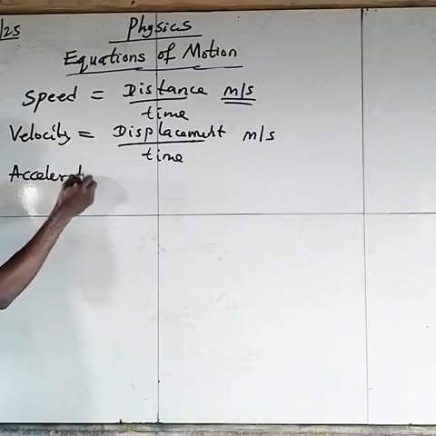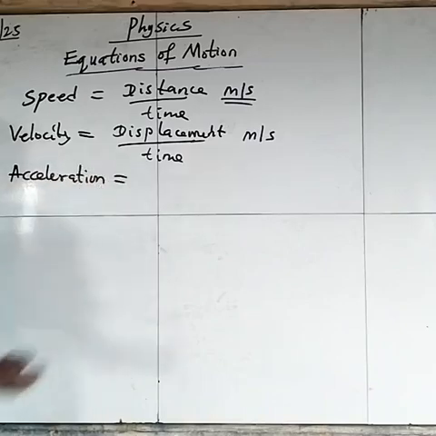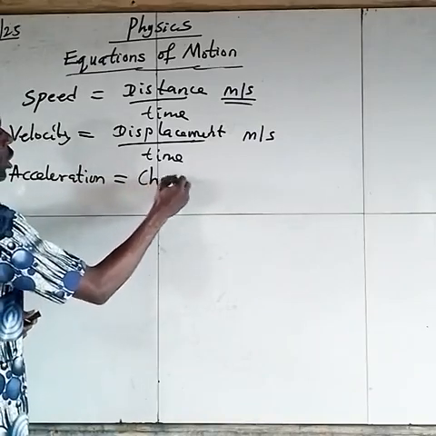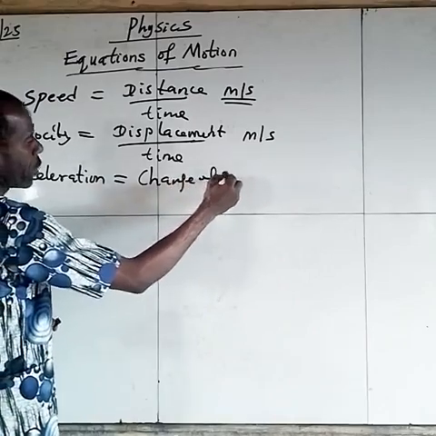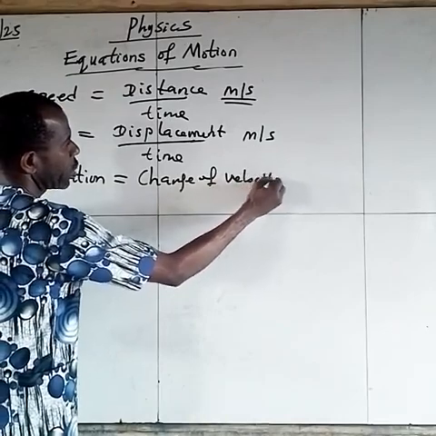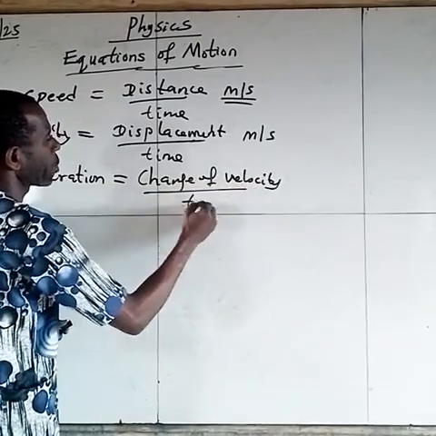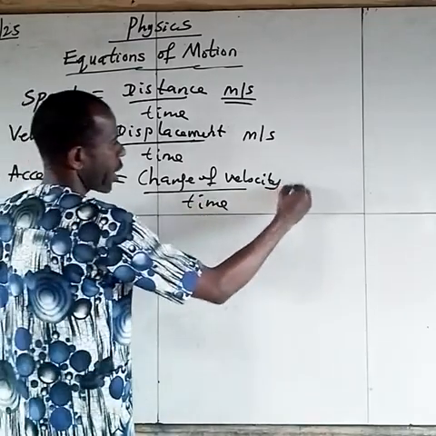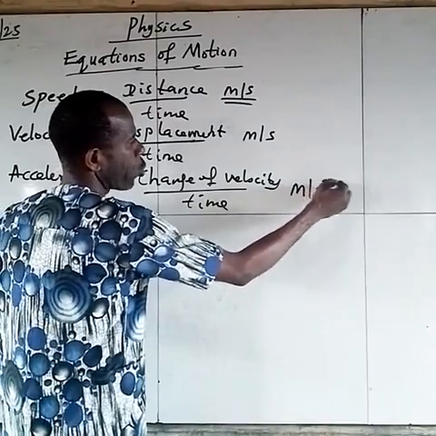Another one we are going to look at is acceleration. Acceleration is defined as the change of velocity, all over time. And the SI unit of this acceleration is meter per second squared.